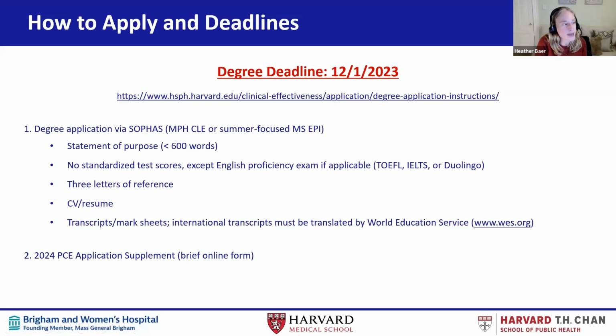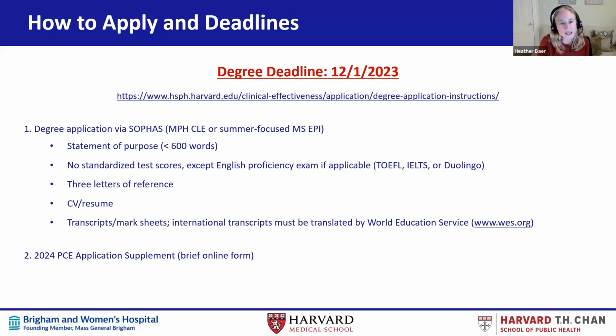So I'll just speak for a minute about how to apply and deadlines, specifically if you're applying as a degree student. So that's the deadline that's coming up, December 1st. If you're planning to apply to the PCE and to the MPH in clinical effectiveness, or maybe to the summer only Masters of Science that I mentioned, the December 1st deadline is important. There is a link included. Again, this will be circulated afterward. This link has very good instructions about what you need to do to apply. So I'm just very briefly summarizing that here.